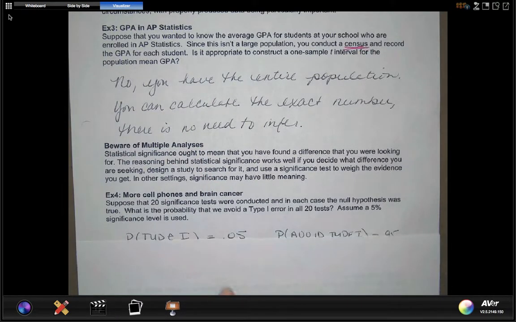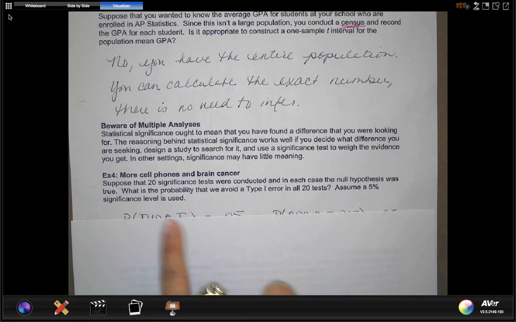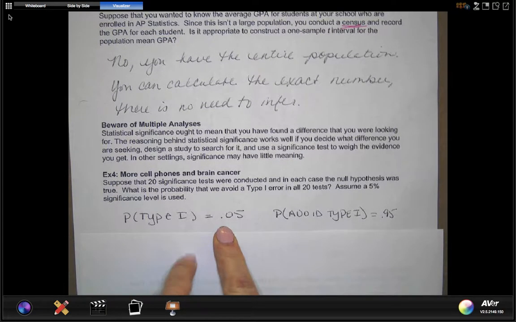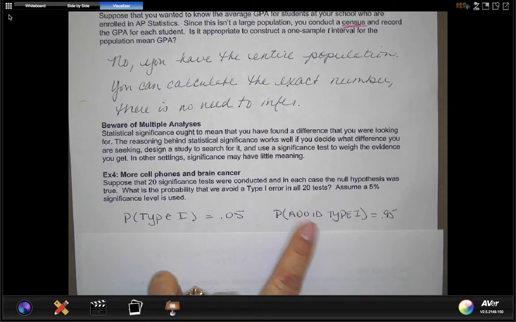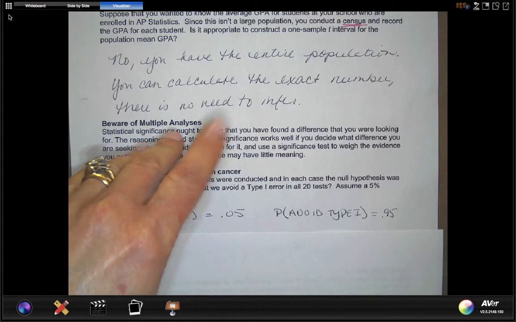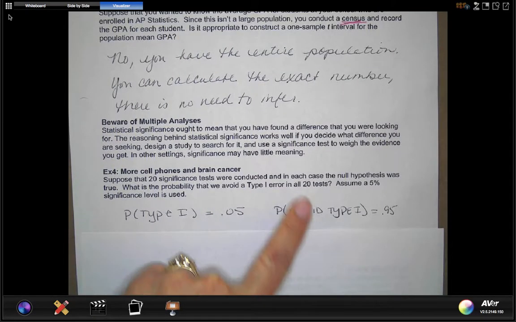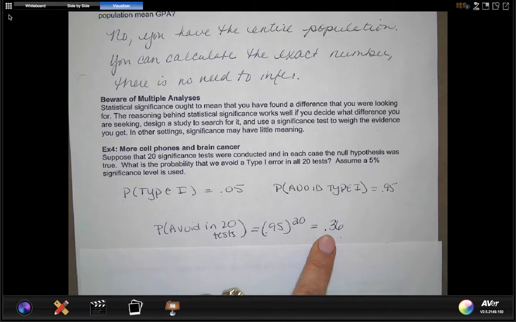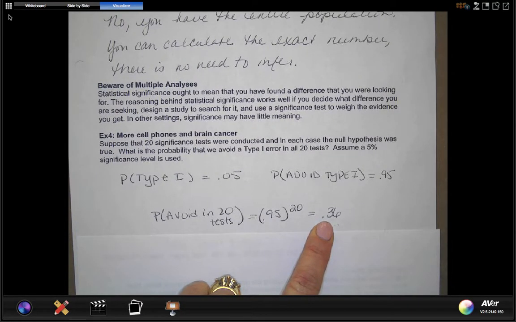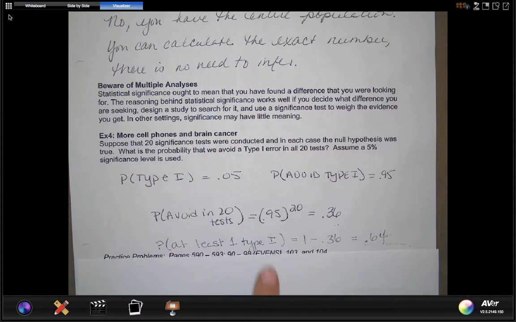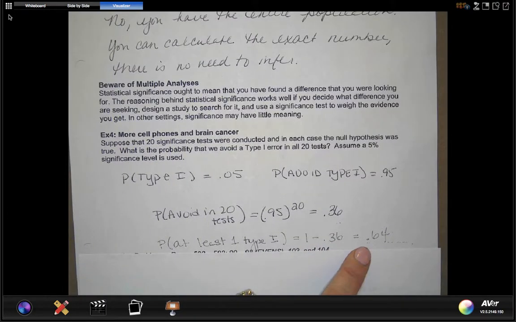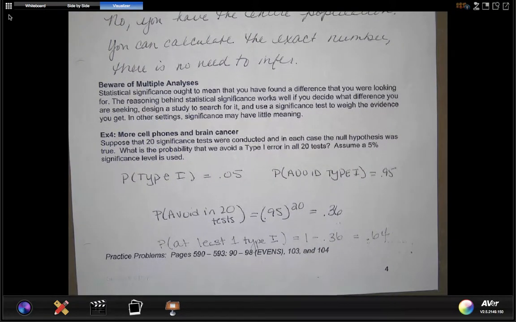So let's say we have 20 significance tests, and in each case, the null hypothesis is true. What's the probability we avoid a type 1 error in all 20 tests? Assume a 5% level of significance is used. So in one test, the probability we make a type 1 error is 0.05. The probability we avoid it is 0.95. So what's the probability that we avoid it in 20 tests? I want to raise that 0.95 to the 20th. So the probability that I don't make an error in all 20 of those tests is 0.36. So that means the probability that I made at least one type 1 error is 1 minus that, so it's 0.64. So there's a very good chance if I keep repeating the same thing over and over again, at some point I'm going to make that type 1 error.